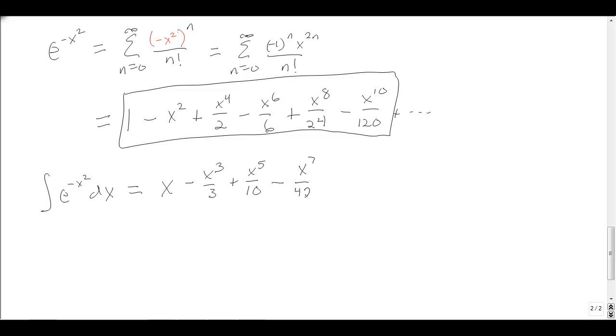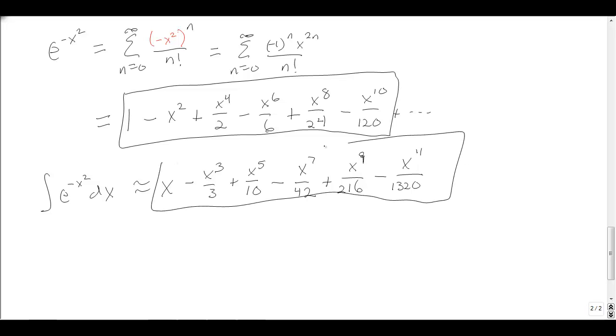6 times 7 gives me a 42. The antiderivative of x to the 8th gives me x to the 9th over 9 times 24, which is 216. Then I get an x to the 11th over 11 times 120, which is 1320. Now it's not really an equals here; I suppose this is an approximately equal. You could write a plus C here if you want, although I'm going to ignore that for now. So I just found an antiderivative here.